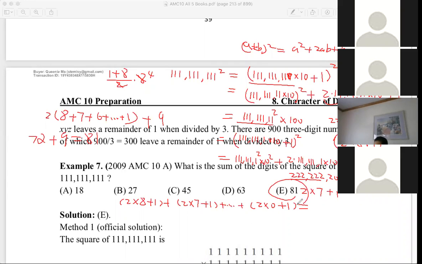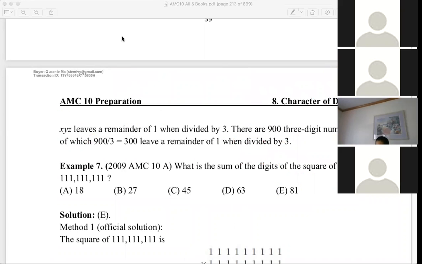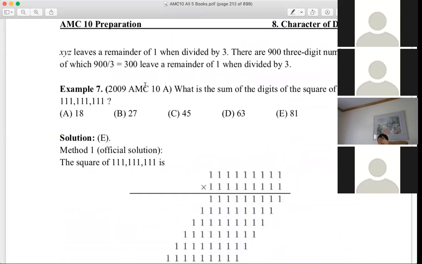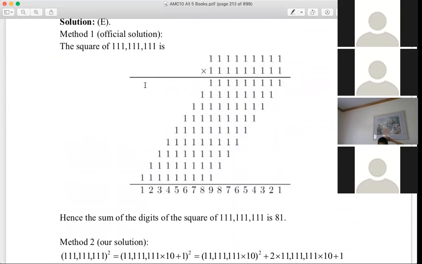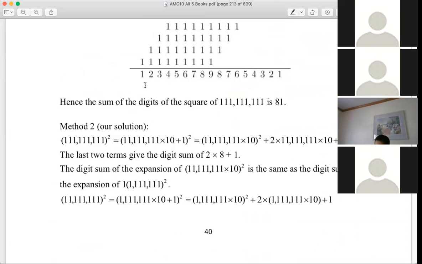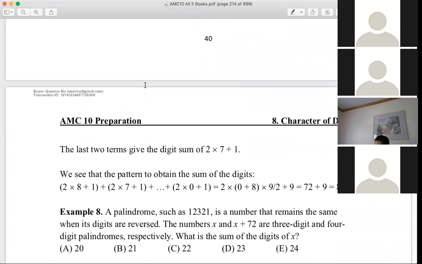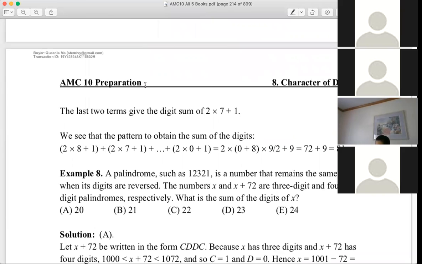You can also do it this way. This way requires a little bit of skill, okay? But if you are familiar with this way, it's also very good. If you are not familiar with this way, you can still do this multiplication, then find that pattern, okay? This is example 7.